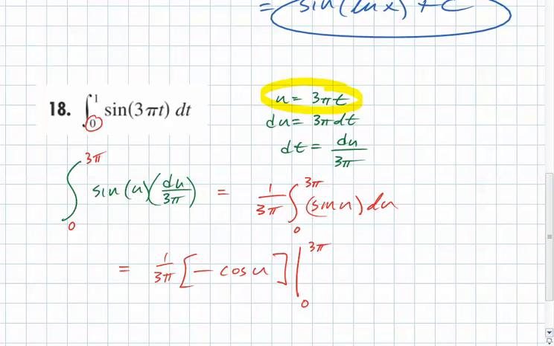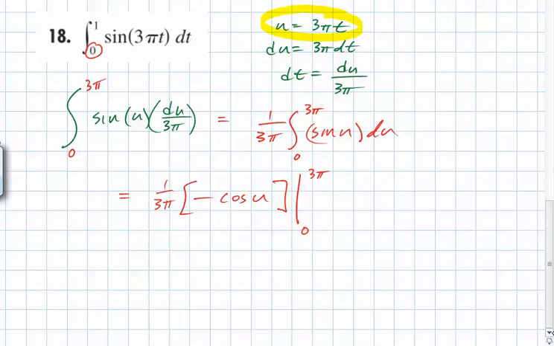This is one neat thing. Do you see that negative cosine in there? I don't really like that negative, so where can I pull that negative out to? You can just pull it out. That is totally legal. So you have negative 1 over 3 pi cosine of u from 0 to 3 pi. What's that going to be equal to?